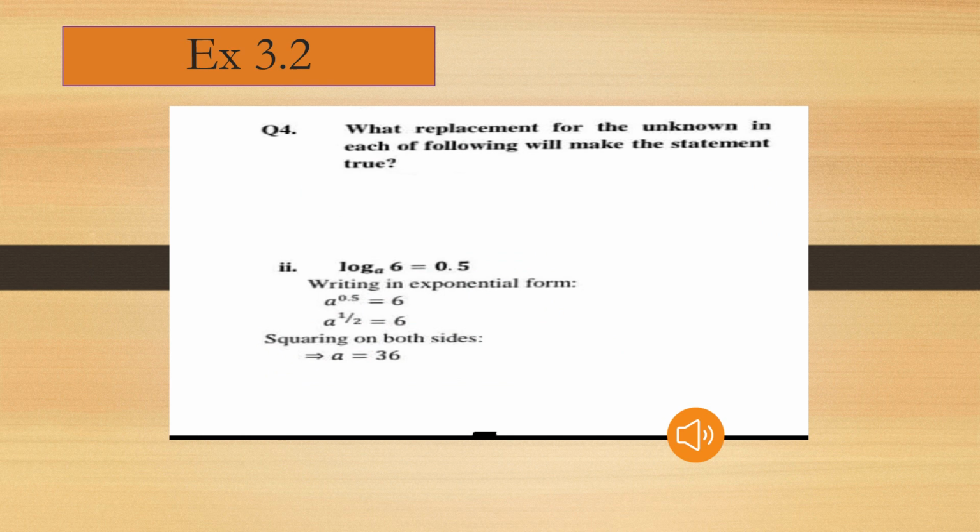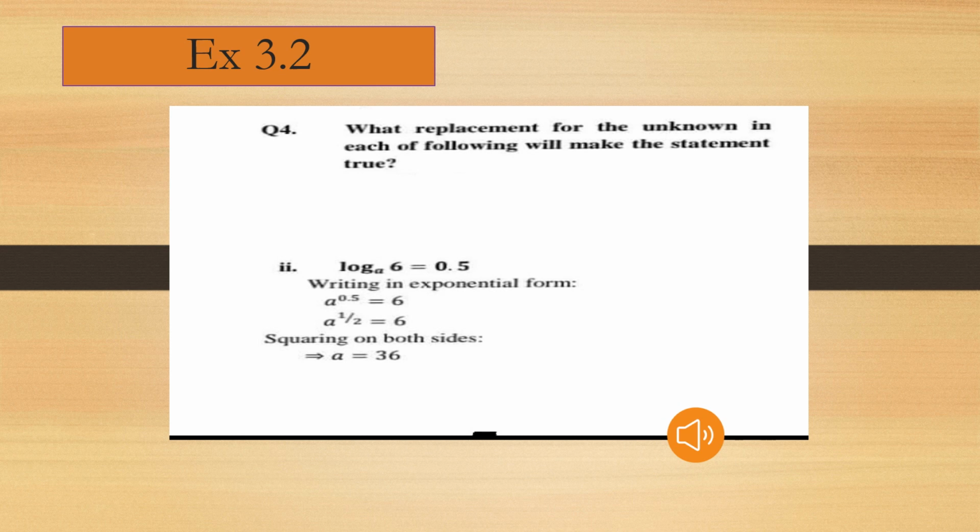Question number 4. What replacement for the unknown in each of the following will make the statement true? I am going to explain the second part of question number 4, that is log with base a of 6 is equal to 0.5. First of all, we will convert it into an exponential equation. For this, we will write a in base, 0.5 in exponent, that will be equal to 6.